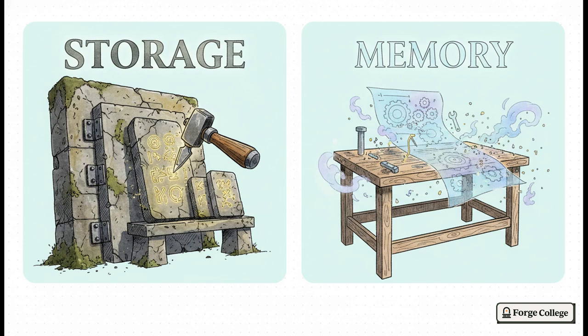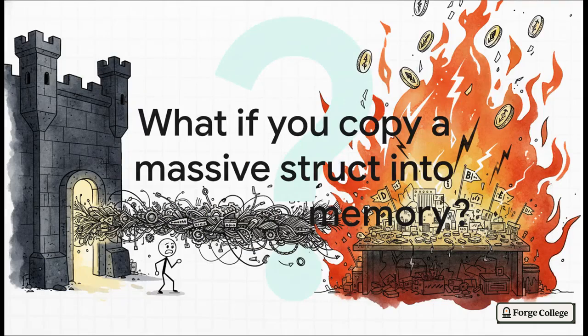On the flip side, memory is basically your temporary workbench. It creates a temporary value copy that only exists for the duration of the function call, and then, poof, it gets completely wiped away. Which naturally leads us to a very scary but honestly super common question.